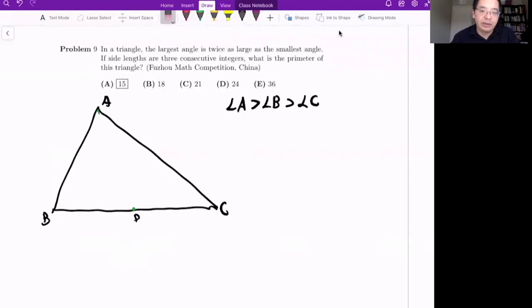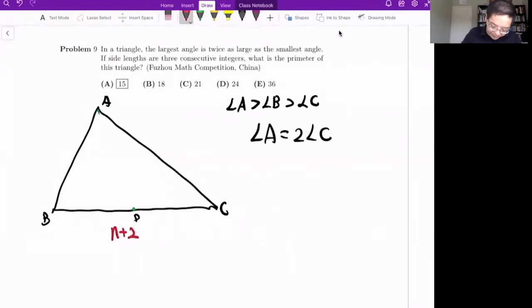Problem number 9. Here we have a triangle ABC. We know the largest angle, here we set to be A, is twice the smallest angle. So angle A is twice angle C. And we also know the three side lengths are three consecutive integers. What we need to figure out is the perimeter of the triangle. So we can set the three side lengths. This is the longest one, so that's n plus 2. This is the smallest one, which is n. And this is the middle one, that's n plus 1.